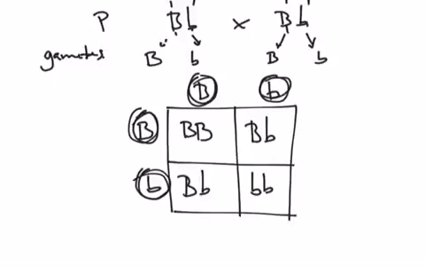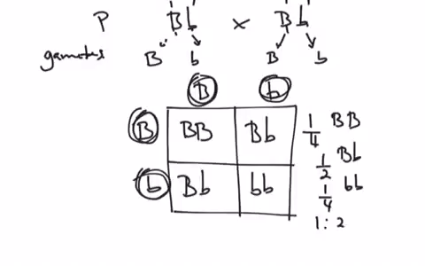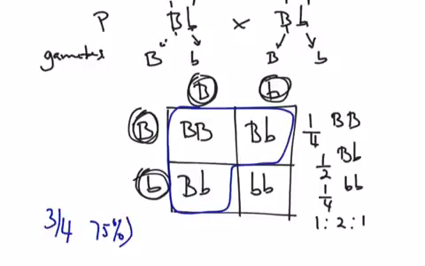So here you can see that 1/4 of the genotypes are big B, big B, 1/2 of the genotypes are big B, little b, and 1/4 of the genotypes are little b, little b. Or you could write this as a 1:2:1 ratio for the genotypes. And you can see that 3 out of the 4 mice, so 3/4 of the mice, or 75%, will have a black coat. And you can see that 1 out of 4, or 1/4 of the mice, 25%, will have a white coat.